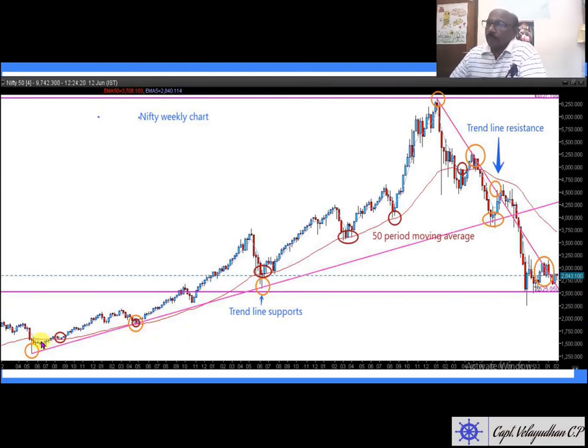This I already showed you. We drew 2 points. This is the Nifty weekly chart, extended here. After a few months, price came down and took support here, till the time the market went up, then corrected. This fall is known as a correction. It's not a reversal.